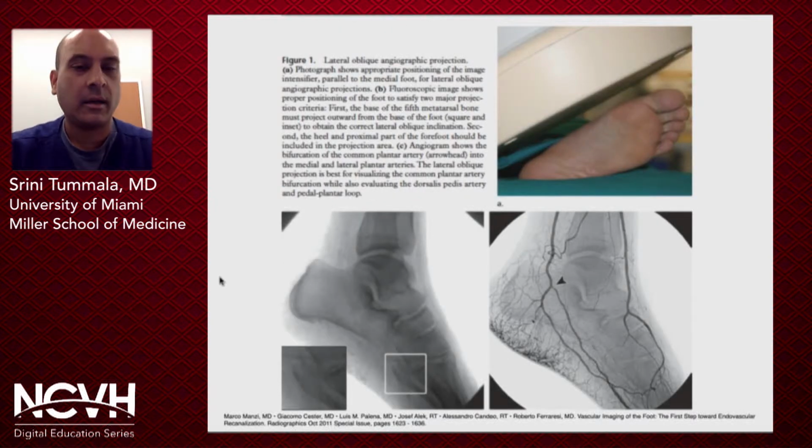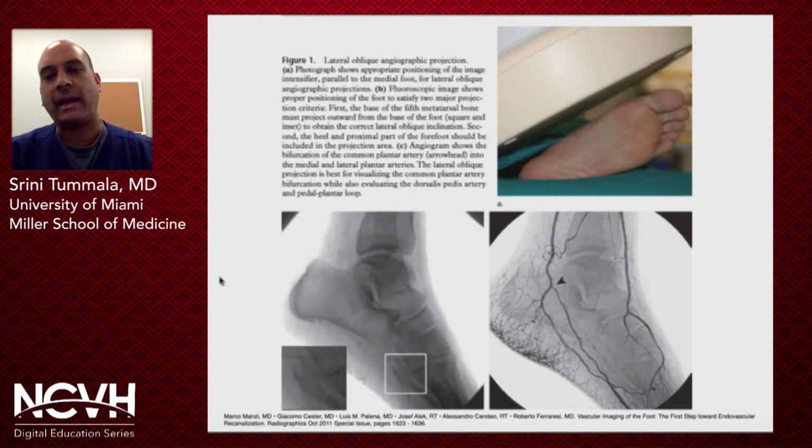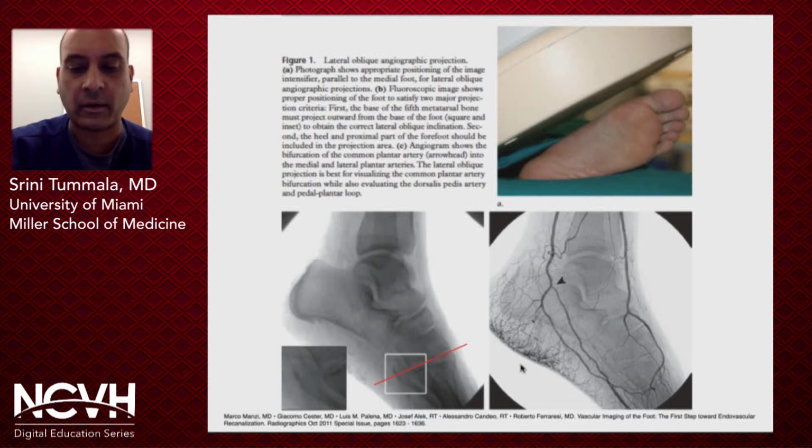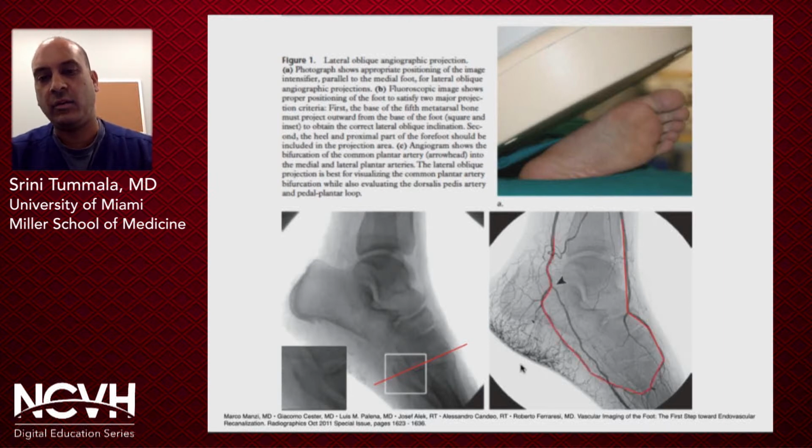So when you're imaging the foot vessels in the lateral view, you really want to get a lateral foot x-ray. And what you're trying to do is profile the base of the fifth metatarsal. And typically, if you draw a line like this, you want this line to intersect the base of the fifth. The reason for that is because it basically opens up or splays the medial and lateral plantar arteries so that you get a good look at the pedal plantar loop. And that helps you optimize your imaging.